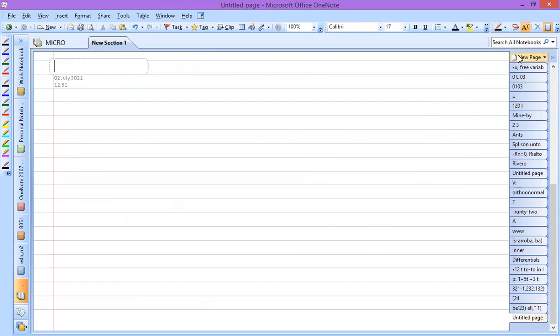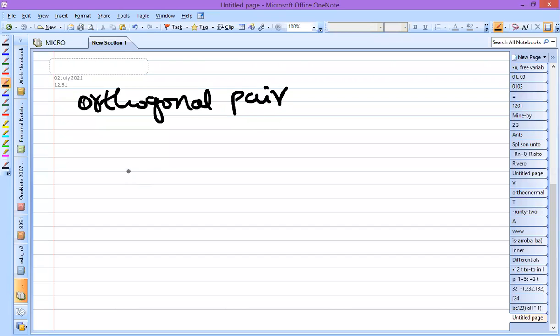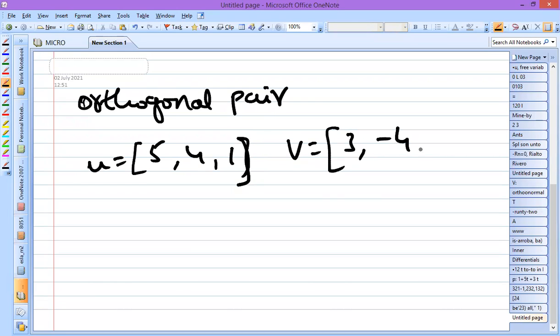Next, we go back to the orthogonal pair problem. Find the orthogonal pair. In yesterday's class we solved this. U is equal to 5 4 1. V is equal to 3 minus 4 1. W is equal to 1 minus 2 3.